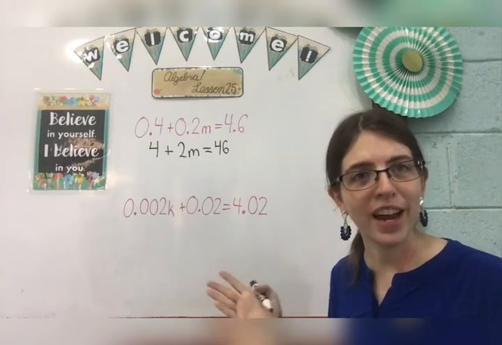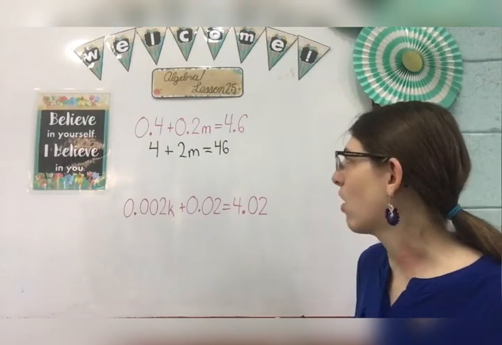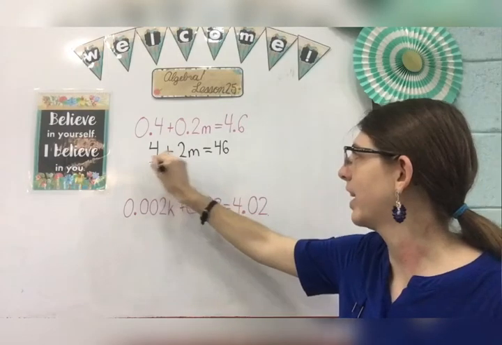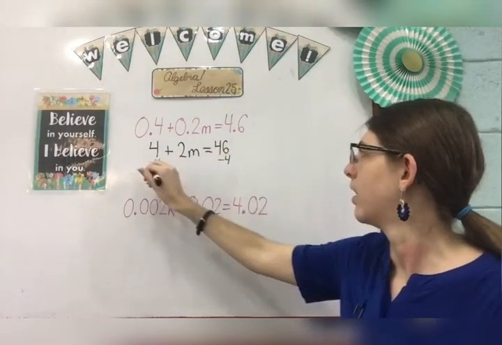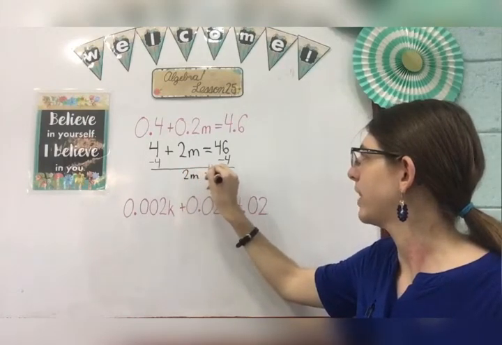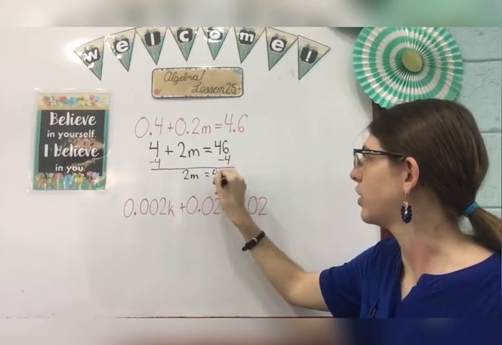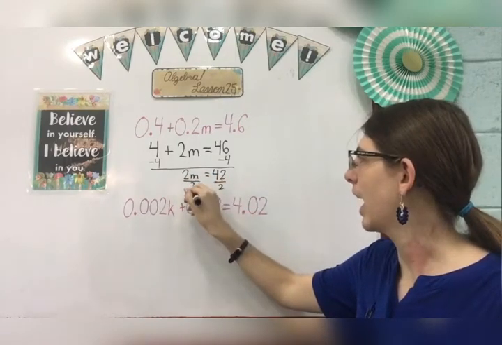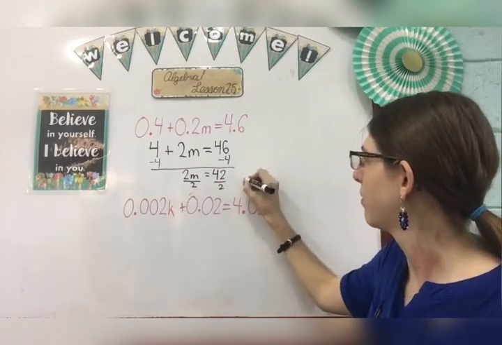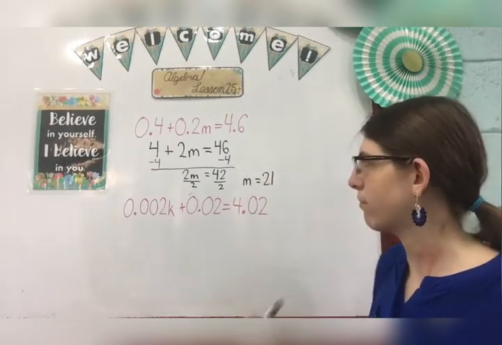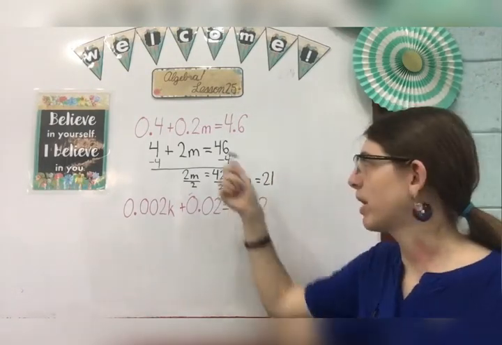So now I have an equation with no decimals. It's a lot more inviting, right? So let's try solving it. First I'm going to subtract 4 from both sides, leaving me with 2m equals 46 minus 4 is 42. Divide both sides by 2. Running out of room, so I'm going to write it over here. m equals 21.